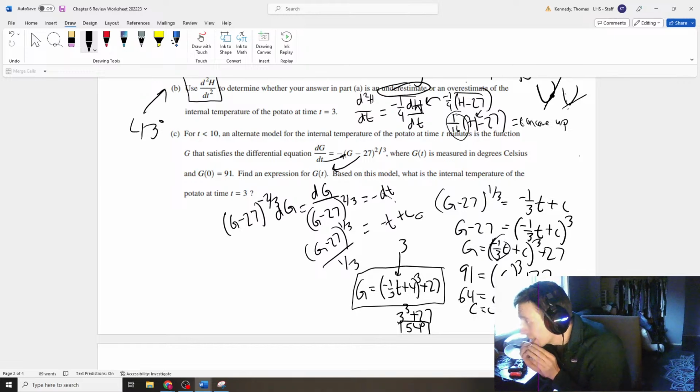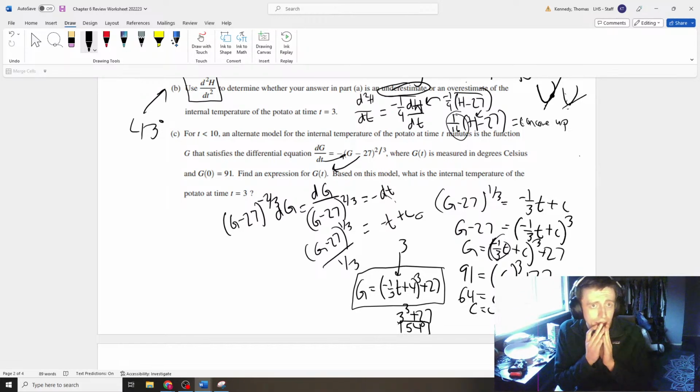Okay, isn't the second derivative negative? I'm confused. No, it's not, because it's negative 1/4 dH/dt, but when you plug in dH/dt, it's also negative. And you get negative 1/4 times negative 1/4, which is a positive 1/16.